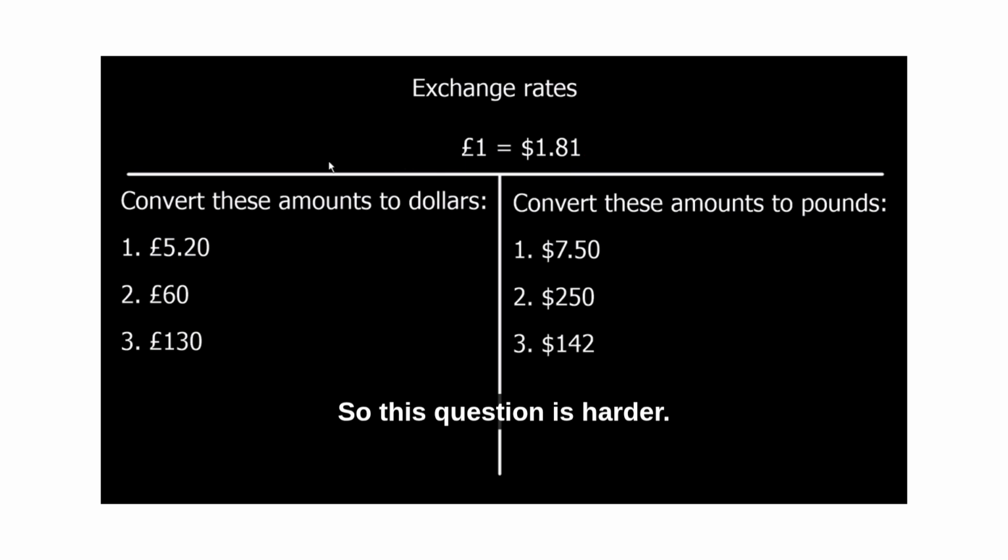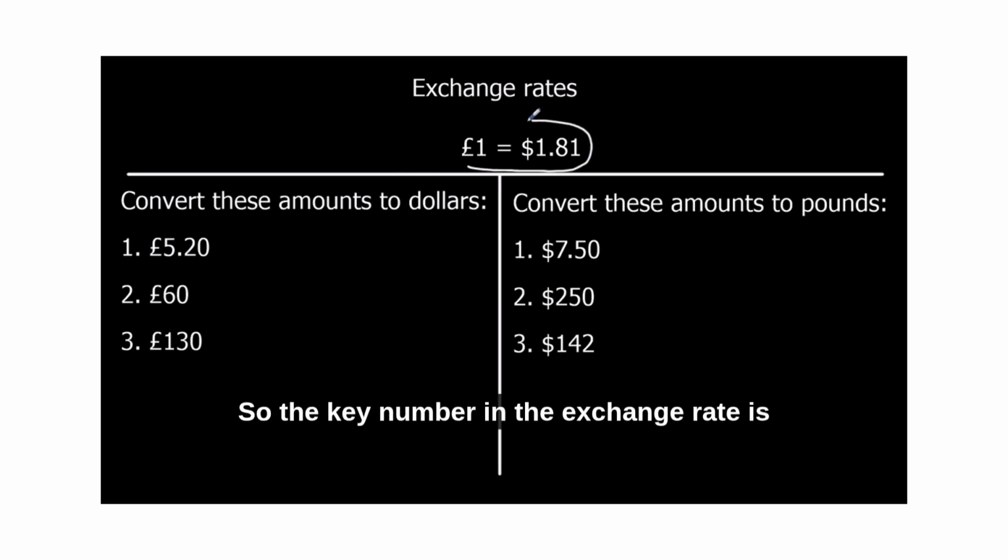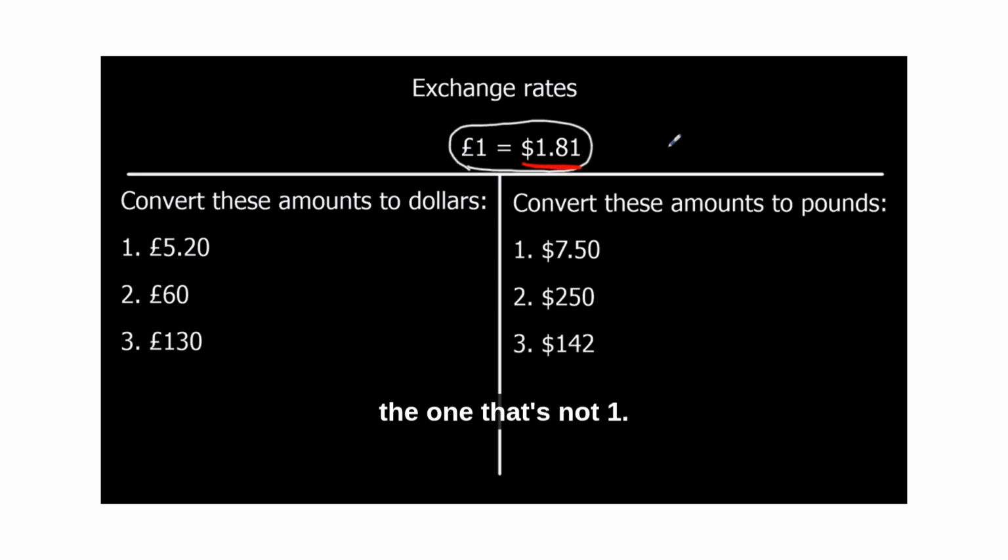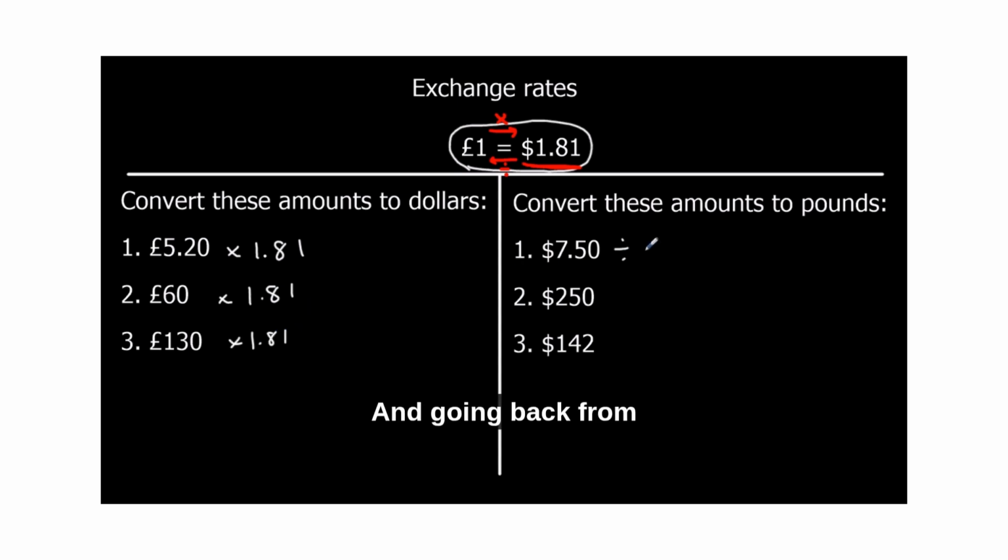So this question is harder because we're going to have to use a calculator. That's the only reason it's harder. So the key number in the exchange rate is the one that's not 1, 1.81. So from pounds to dollars, forwards, we're going to times. If we go backwards, I'm going to divide by this number. So £5.20, I'm going to have to do times 1.81, and going back from dollars to pounds, divide by 1.81.